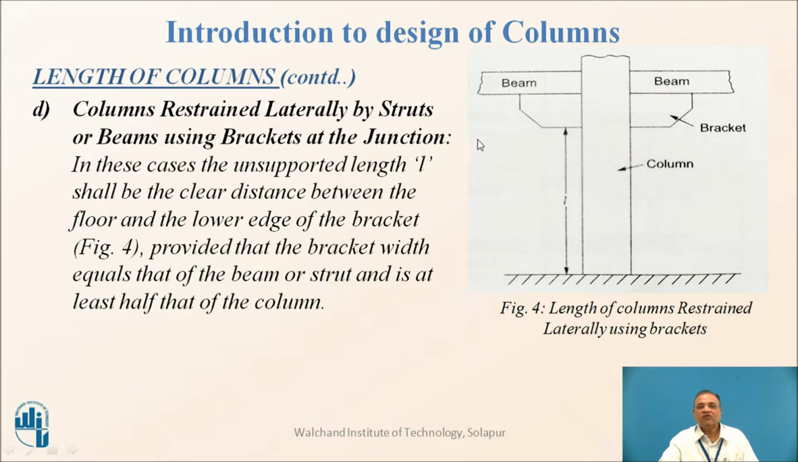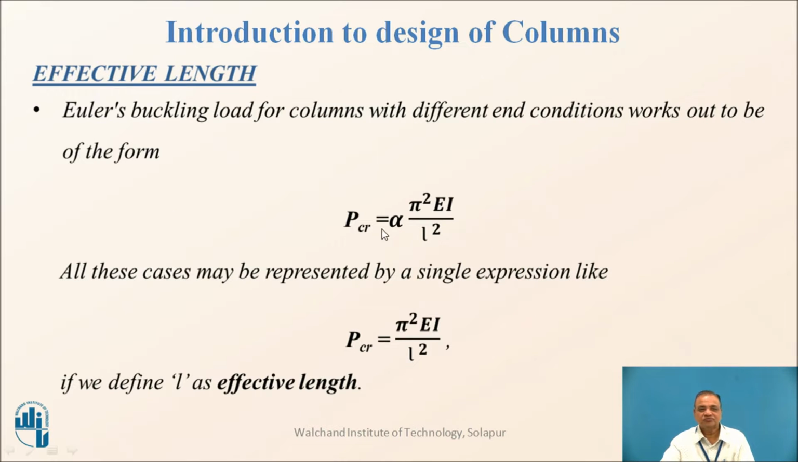Then if the beams are resting on brackets, where the bracket has a breadth equal to the breadth of the beam, in that particular case the unsupported length is taken from the bottom of the bracket to the floor level. So these are some of the cases where we are supposed to take the unsupported length.